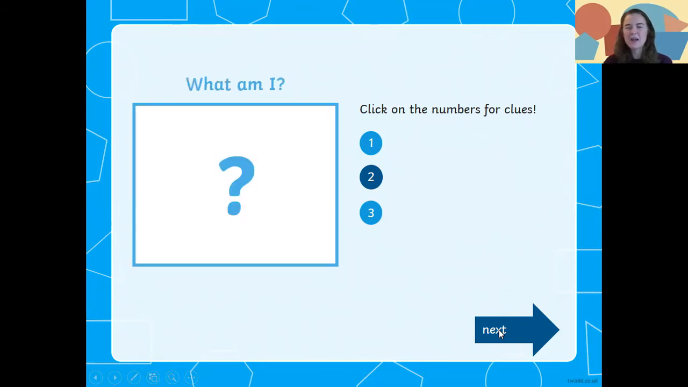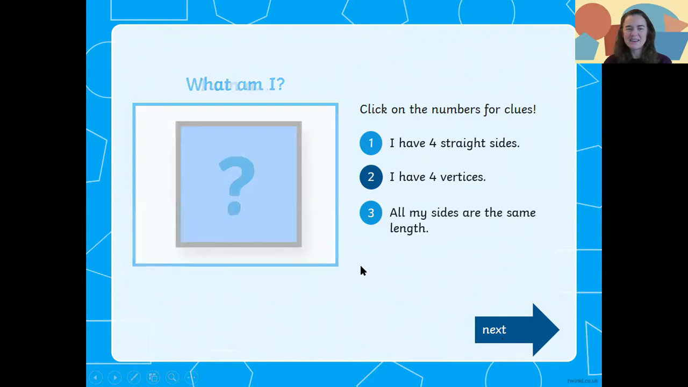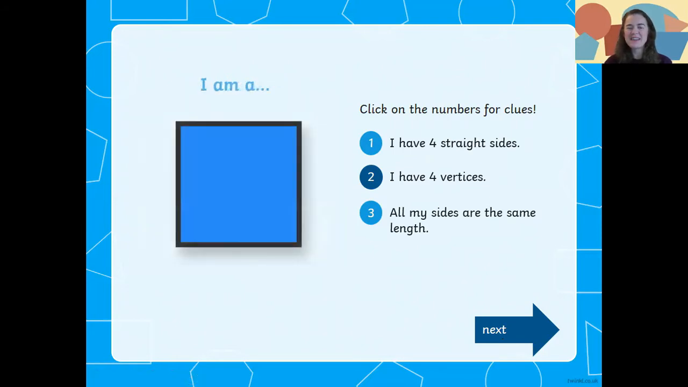Okay. Clue number 1. What am I? I have 4 straight sides. I have 4 vertices. All my sides are the same length. What am I? Call it out to the screen. Well done. If you said a square, fantastic.